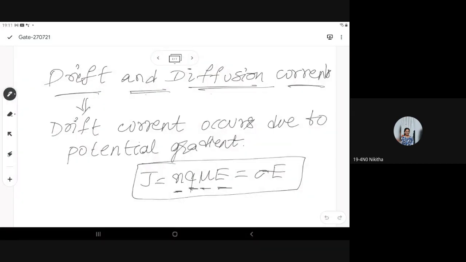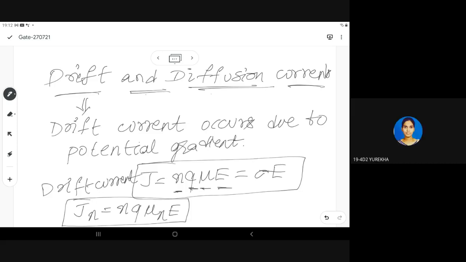Drift current formula is nqμE. So the drift current density due to electrons is J = nqμn E. This is the drift current density due to electrons. Similarly, what is the drift current density due to holes? It is pqμp E.